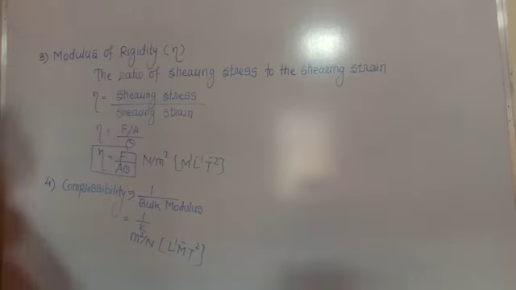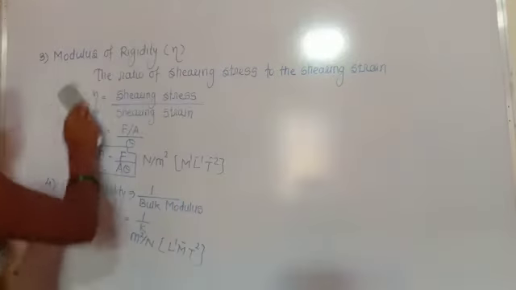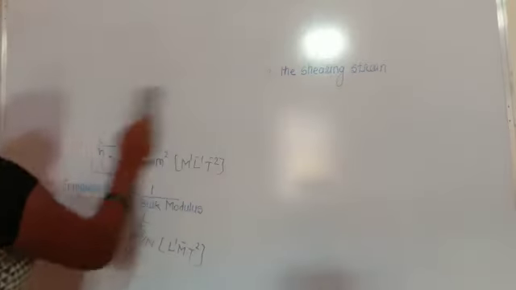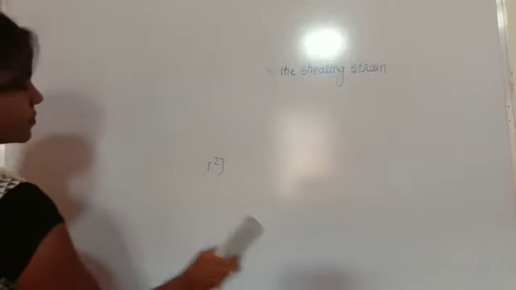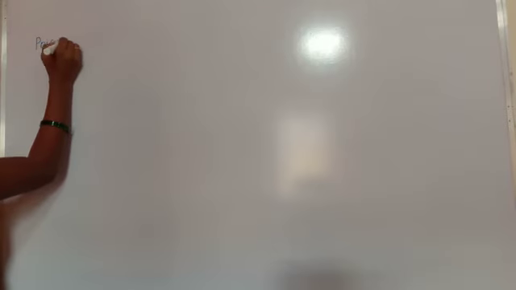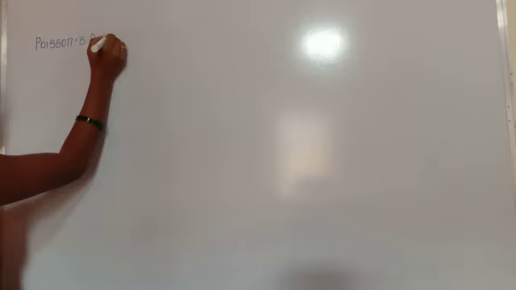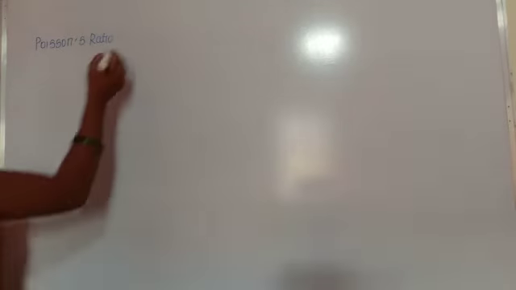Okay, so the next topic is Poisson's ratio. This is an important topic. Poisson's ratio is denoted by the letter sigma.